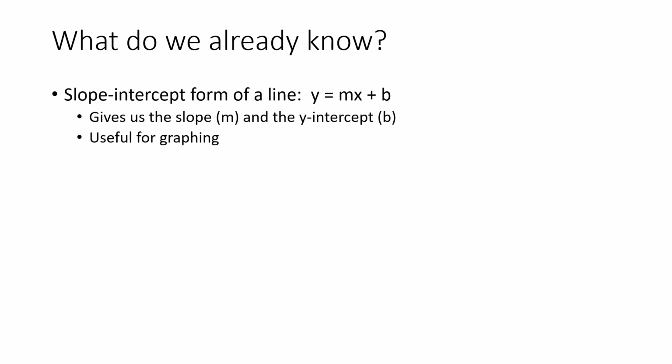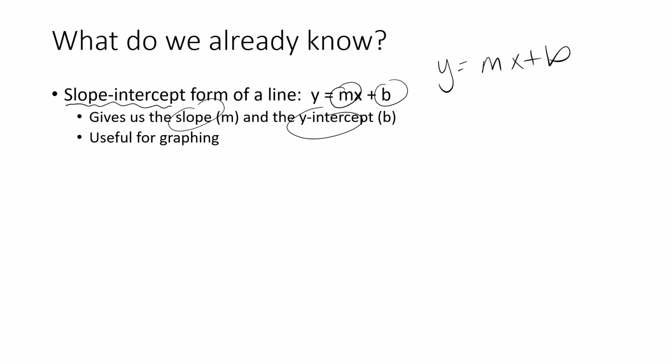So we already know something called slope-intercept form of a line. Slope-intercept form is named that way because it gives us the slope, which is the m value, and the y-intercept, which is the b value. And so when you're looking at y equals mx plus b, you can get these two pieces of key information very, very quickly off of the equation.